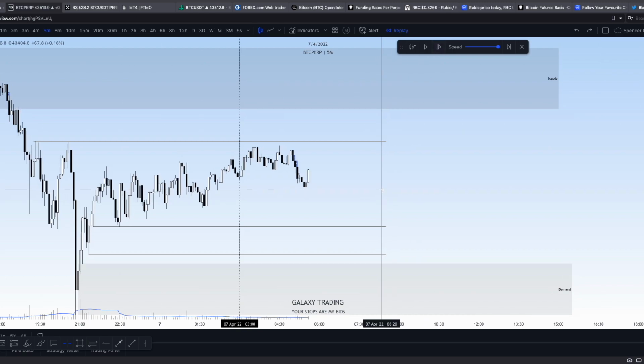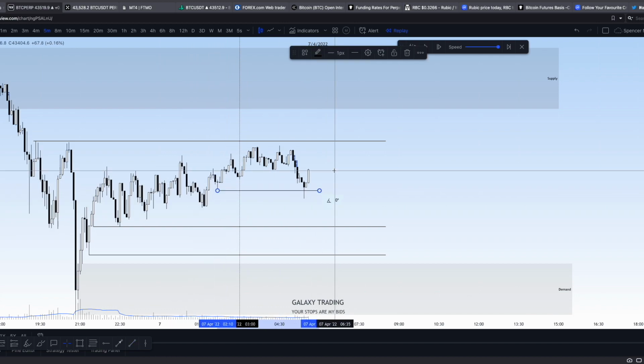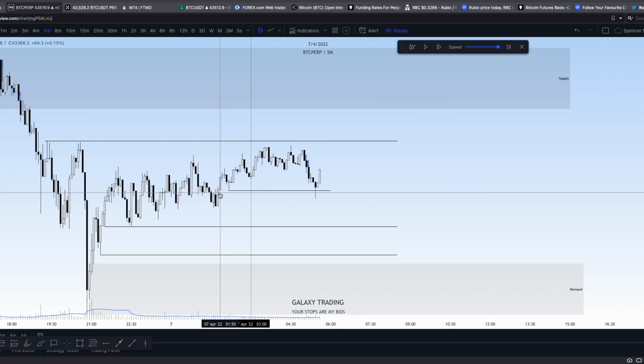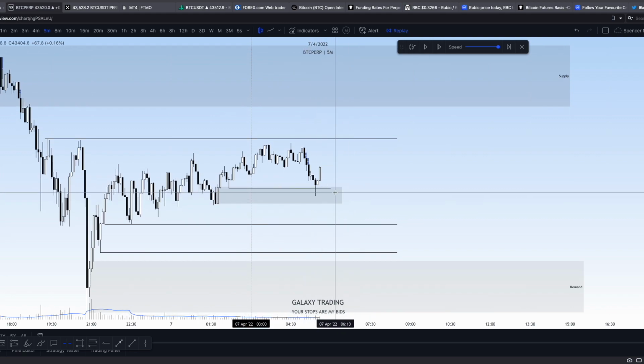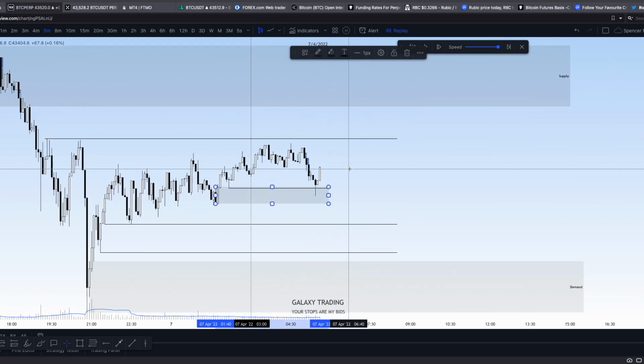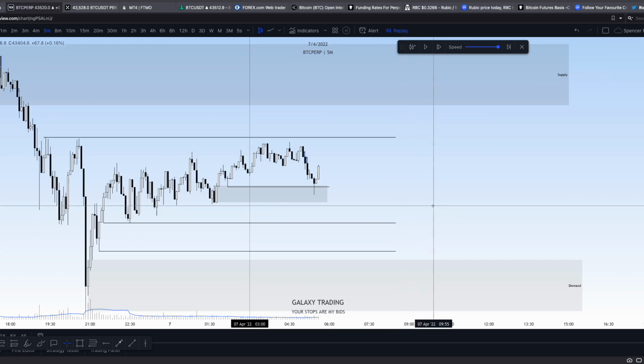Okay, so we could see that price definitely reacted very strongly off of taking this low right here, and entered into this, I guess, demand zone, you can call it, right there. So with that being said, most likely it's going to be looking for the highs first, and then we're going to be targeting the lows after.